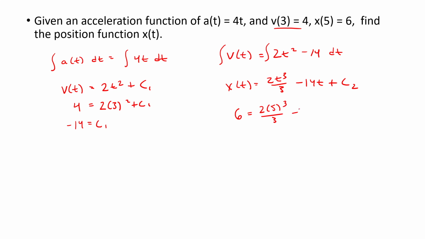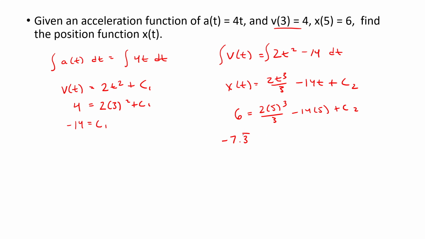I'm going to have to get my calculator for this, but you would go ahead and solve for C2 at this point. So let me just do that real quick. 2/3 times 125 minus 14 times 5. All right, so I get 13.3333. So 6 minus that answer is going to give me negative 7.3 repeating.